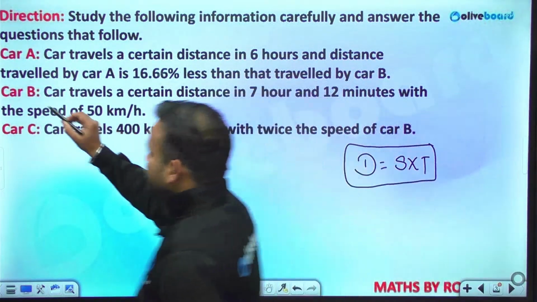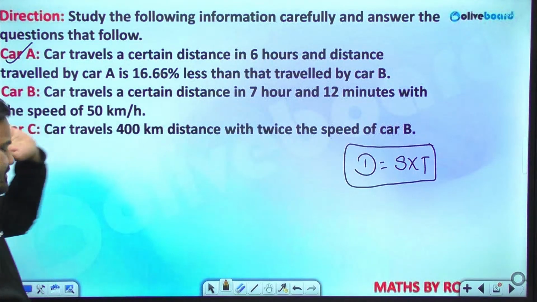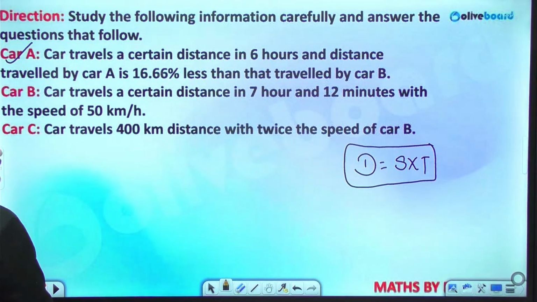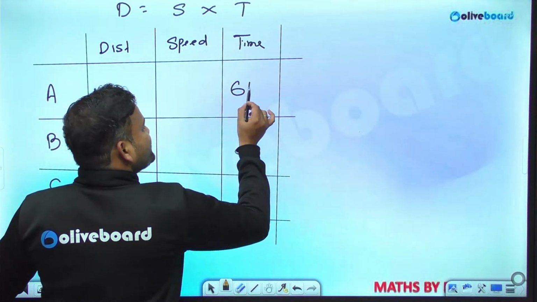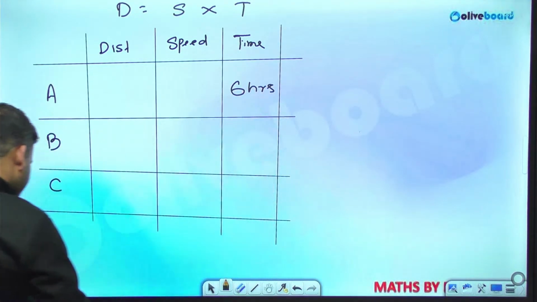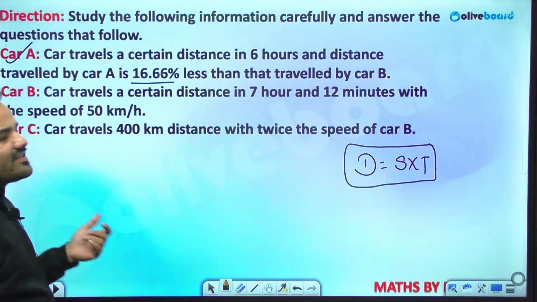First, for car A. Car A travels a certain distance in 6 hours. So car A's distance is for 6 hours. So this is 6 hours. And the distance traveled by car A is 16.66% less than the distance traveled by car B.